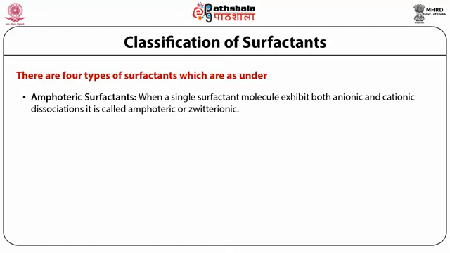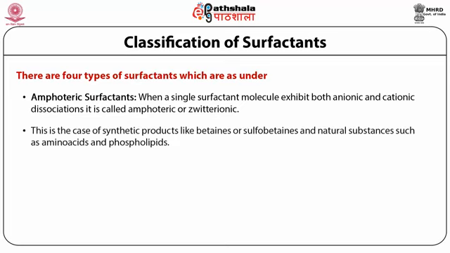The fourth and the last type is amphoteric surfactants, those surfactants which exhibit both anionic as well as cationic dissociations. They are also known as zwitterions. This is the case of synthetic products like betaines or sulfobetaines and natural substances such as amino acids and phospholipids. For example, amine oxide, betaine, and amino carboxylate.